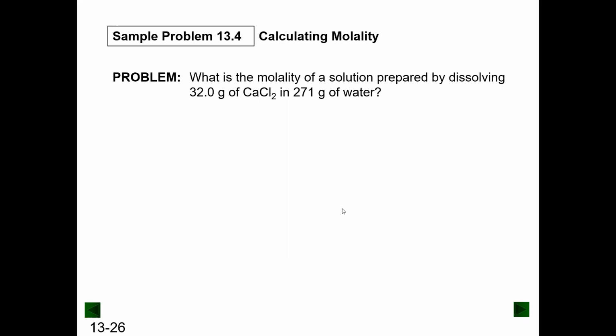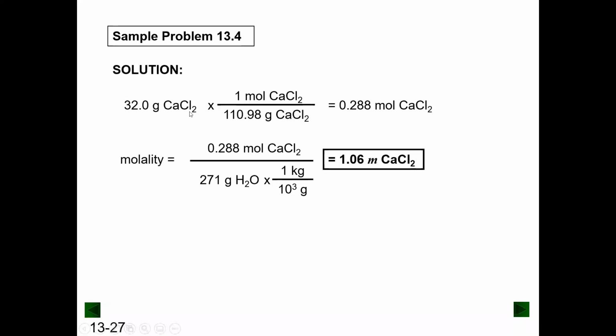Okay, so let's continue. Looking at this right here, you are dissolving this amount of CaCl2 in this amount of water. So 32 grams of calcium chloride in 271 grams of water. Now our units for molality are moles over kilograms. So we go ahead and change it into moles. You find the molar mass, you get 0.288 moles, right?